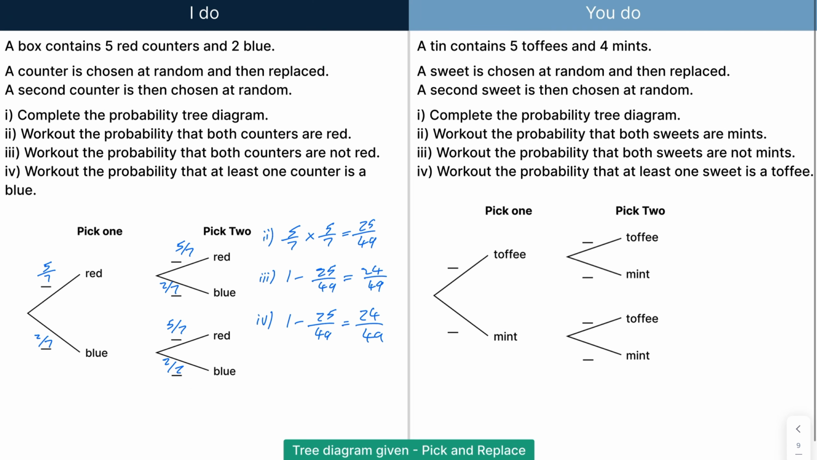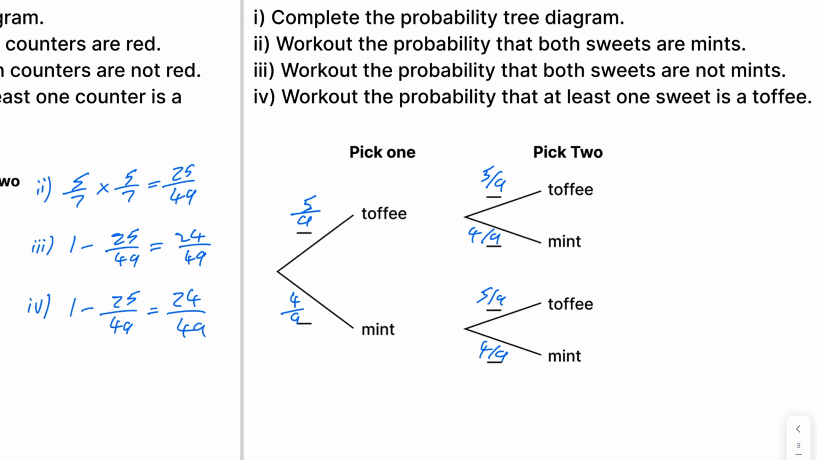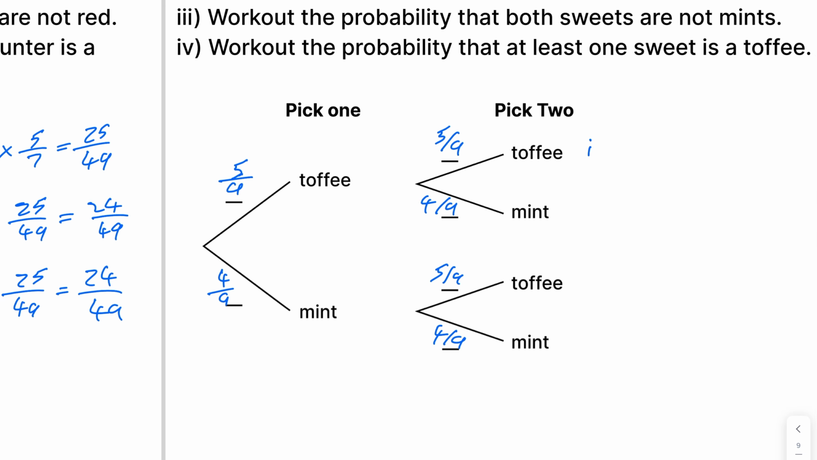Okay, so hopefully you have pressed pause and had a quick go at the example on the right. So just to fill this in, that would be 5 out of 9, 4 out of 9, 5 out of 9, 4 out of 9, 5 out of 9, and 4 out of 9. So with part 2, work out the probability that both sweets are mint. So that would be mint and mint, 4 over 9 and 4 over 9, which is 16 out of 81.